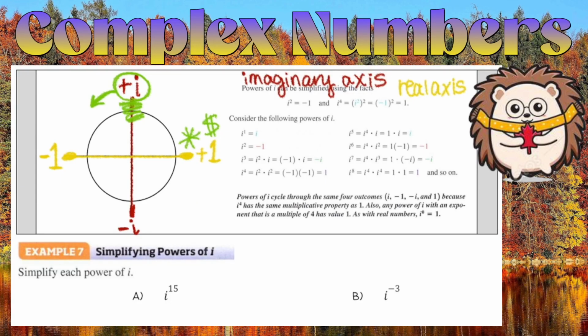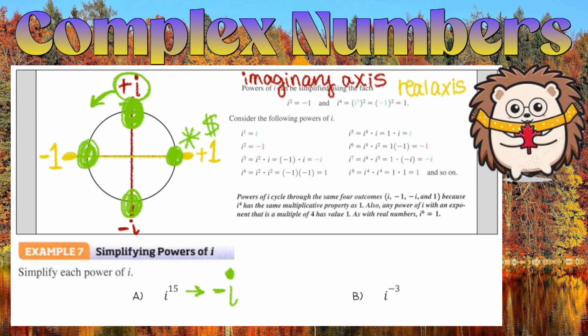The example we have is i to the 15th power. Now, I'm going to do i to the 12th first. i to the 12th divides by 4 nicely, right? So i to the 12th is here. Then i to the 13th is at the top. i to the 14th, i to the 15th. The final answer is it can be rewritten as negative i. That's one way to think of it.